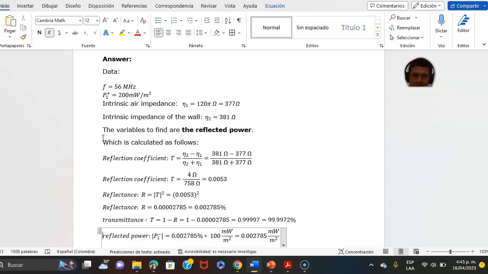Reflection coefficient. I'm sorry, I can't continue speaking in English, so I will explain in Spanish.